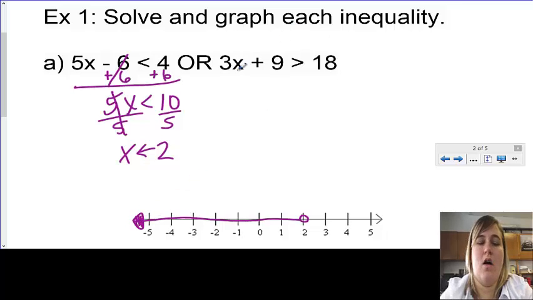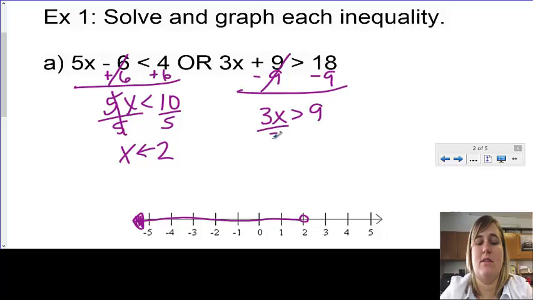On this one, I want to get x by itself, so I'm going to start by moving that 9. So I have 3x is greater than 9. To get x by itself, I have to divide by 3 on both sides. So I have x is greater than 3.